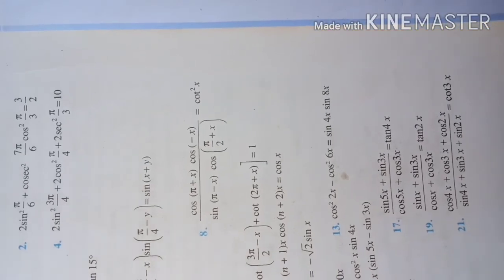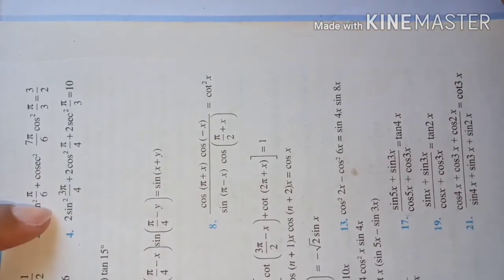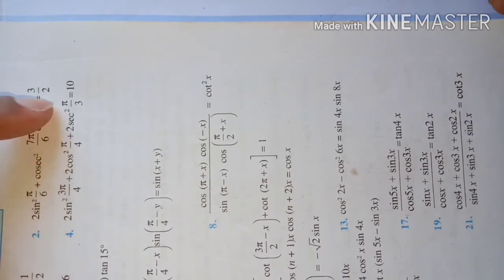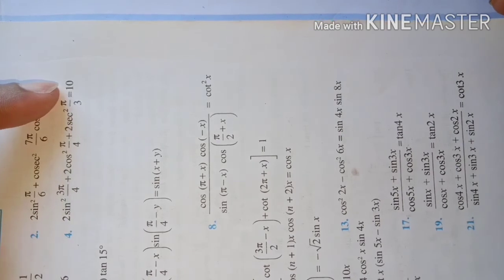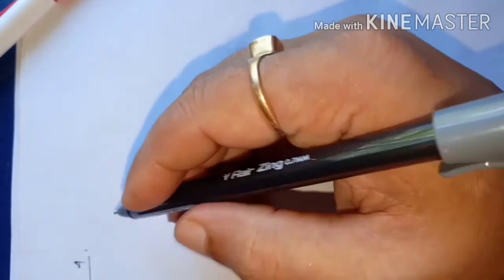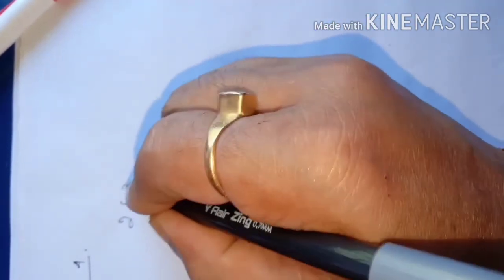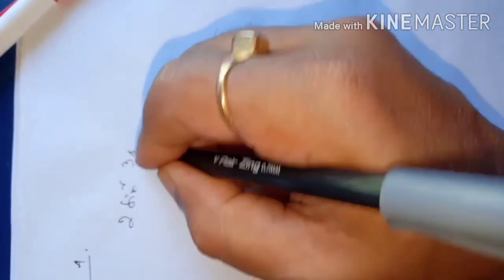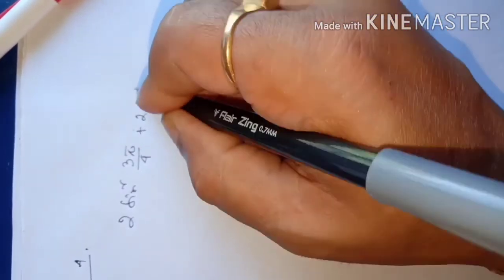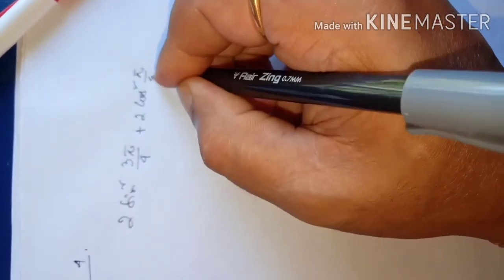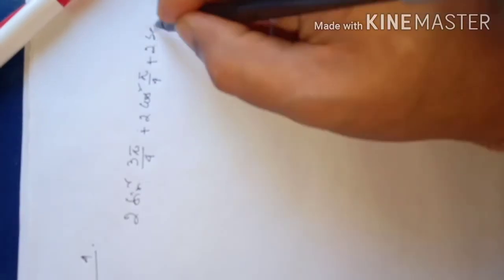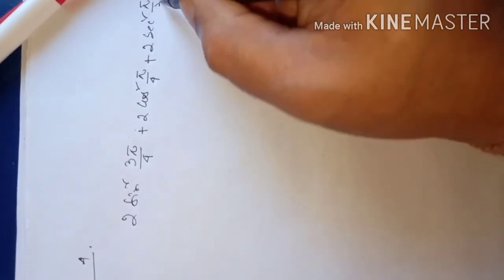So let us go to question number 4, dear students. Now, 2 sin square 3 pi by 4 plus 2 cos square pi by 4 plus 2 sec square pi by 3 is equal to 10. We have to show it. So we will solve now question number 4. So 2 sin square 3 pi by 4, plus 2 cos square pi by 4, plus 2 sec square pi by 3.